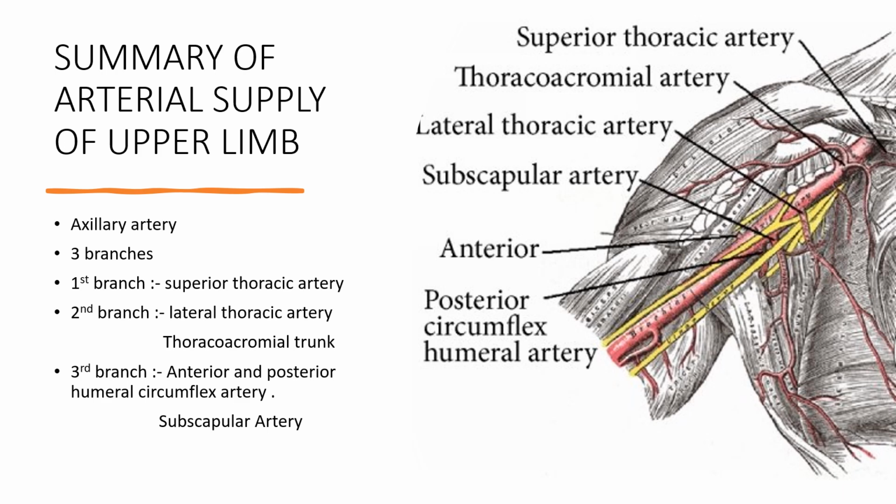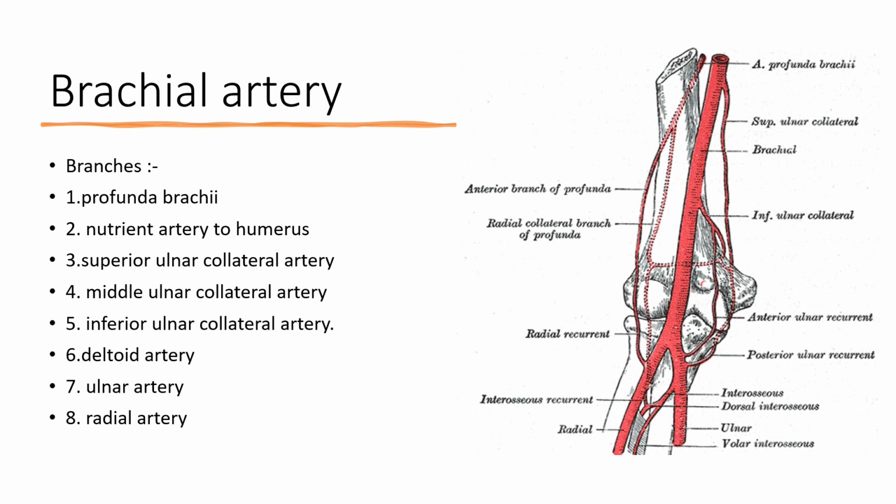So first we have the axillary artery. It has three parts, as it is divided into three parts with the help of the pectoralis minor muscle. The first part gives off the superior thoracic artery. The second part gives off the lateral thoracic artery and the thoracoacromial trunk. And the third part gives the anterior and posterior humeral circumflex arteries and the subscapular artery. Okay.